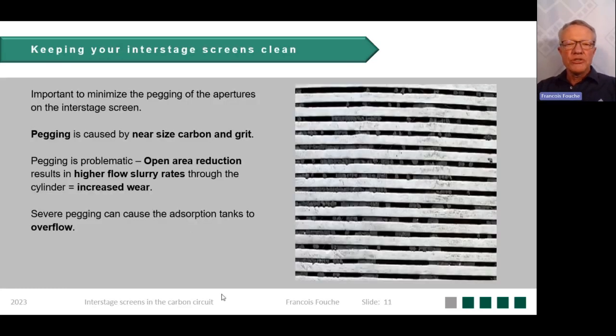This is really not what you want to see on your cylinder. It's a compromised condition, a cylinder that's being pegged up with near-size carbon. Pegging is caused not only by near-size carbon, but also by grit. It's problematic as it reduces the open area, which reduces capacity. It results in higher flow rates of slurry through the cylinder. This will accelerate wear, and it needs to be controlled.